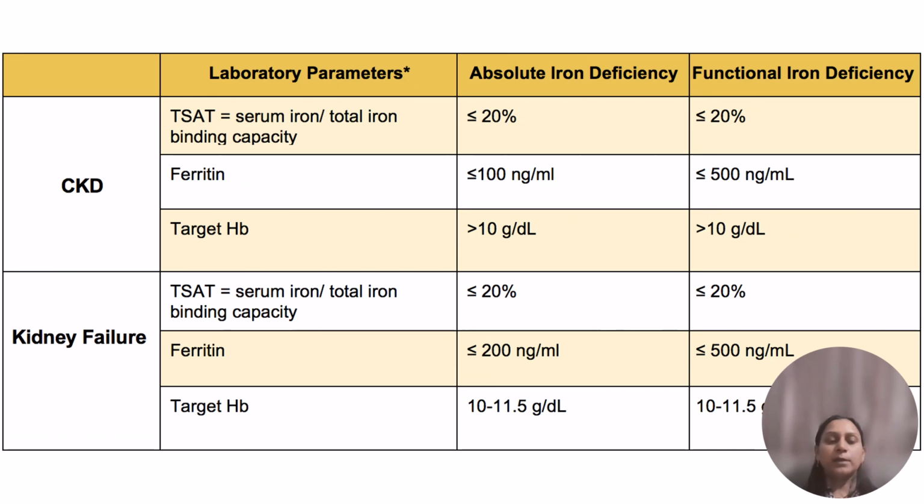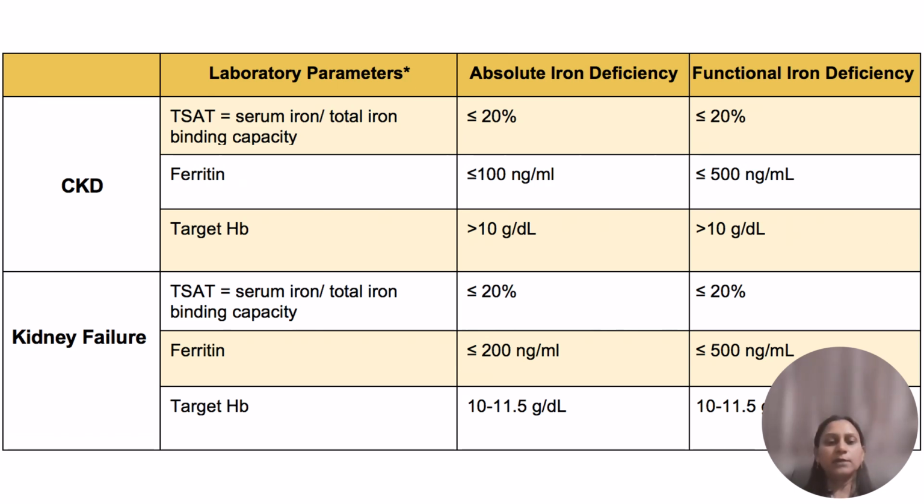Coming to the parameters for definition, T-sat of less than 20% and ferritin of less than 100 in CKD patients who are not on dialysis is considered to be absolute iron deficiency. For functional iron deficiency, we take a T-sat of less than 20% again, but ferritin of less than 500. And the target hemoglobin in CKD patients who are not on dialysis is 10 grams per deciliter.